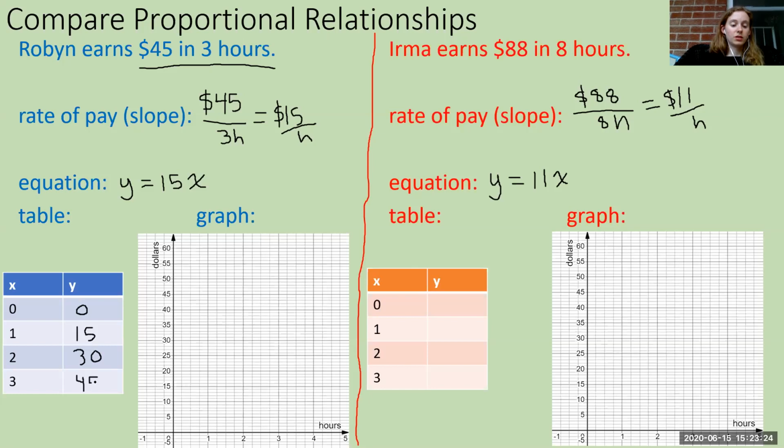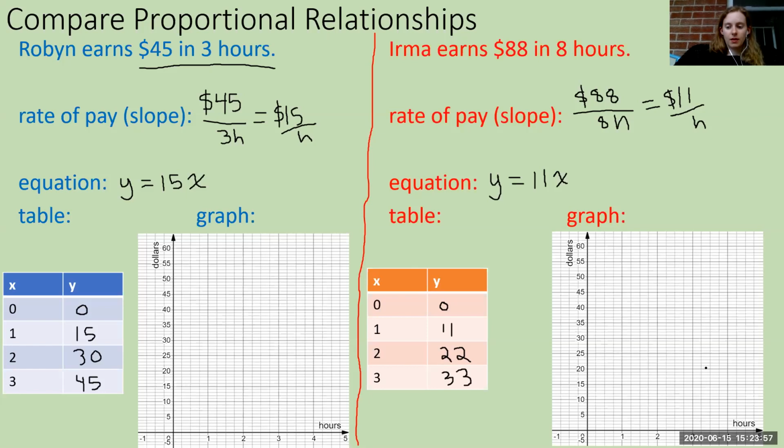Now again, there's no particular reason why I chose 0, 1, 2, and 3. Just did it because those are nice, small, easy numbers to deal with. They show the pattern. You could really pick any x values you wanted to. Now Irma, she works 0 hours, she's going to make $0. 1 hour, she can make $11. 2 hours, $22. 3 hours, $33.